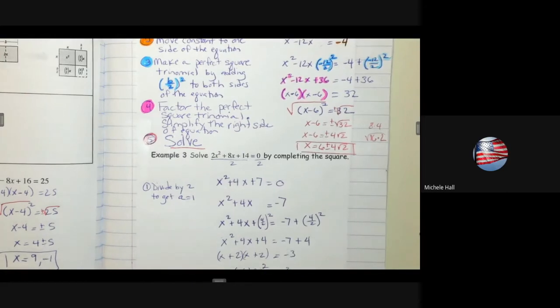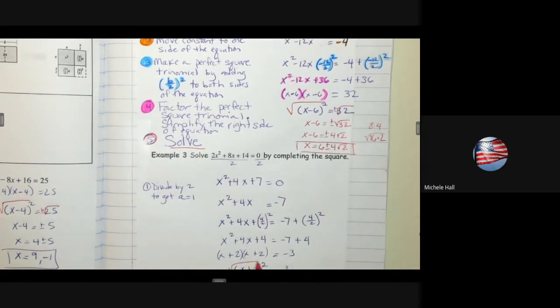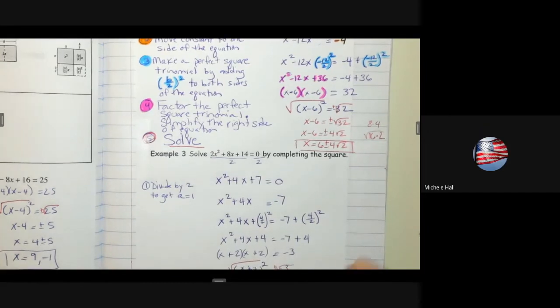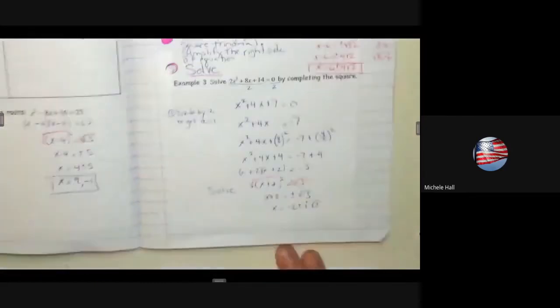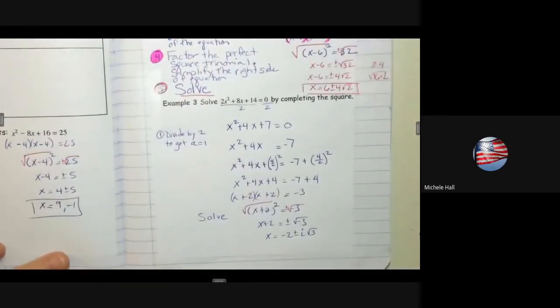So I'm going to undo the square root. Plus or minus the square root. We get x plus 2 equals plus or minus the square root of negative 3. We need to simplify that. We have a negative under the radicand, that's imaginary. And I'm going to shift the 2 over by subtracting 2. X equals negative 2 plus or minus i square roots of 3. And that is as far as I can go, because I can't combine i's with real numbers.